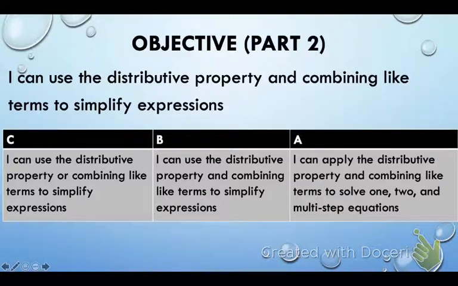All right, so this is our second lesson of the day. Because of block scheduling, we have to get 2 lessons in a day now. So this one should actually go quite a lot faster than the last one. And we're going to use the distributive property and combining like terms to simplify expressions.